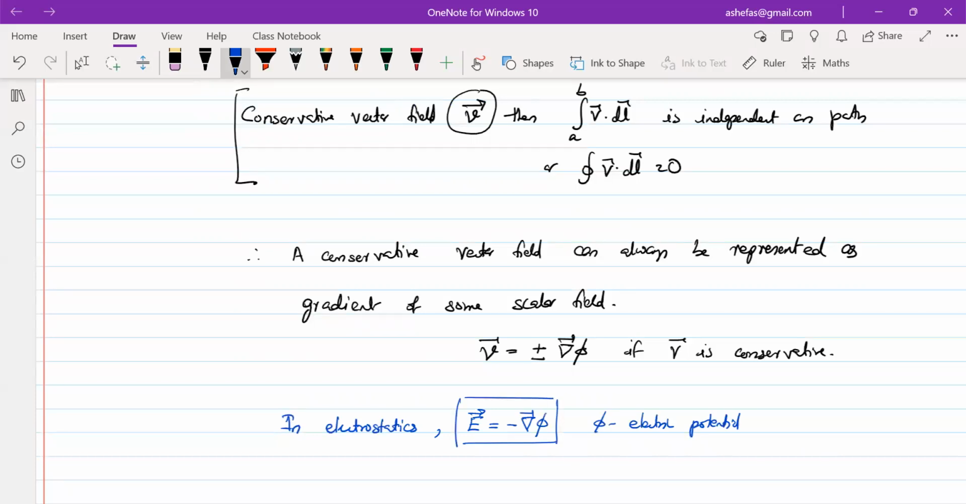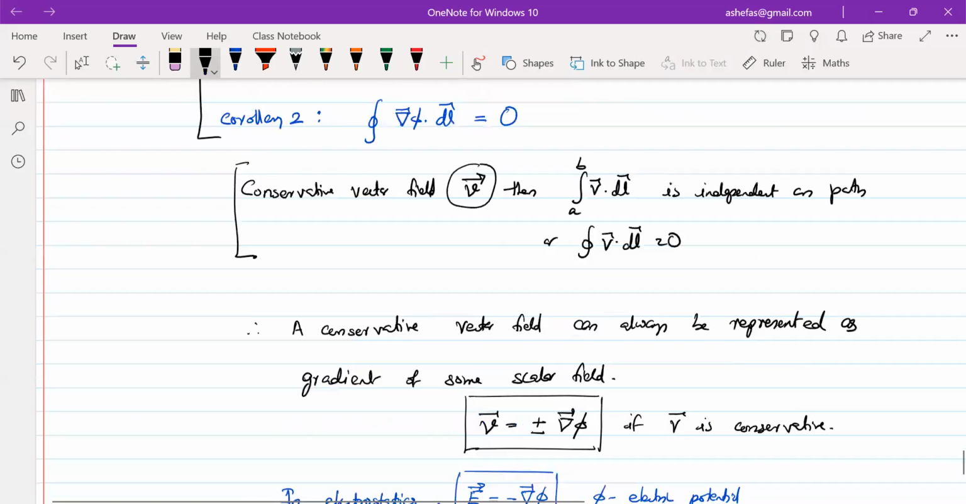Okay, but in general, we can write the conservative field. The conservative field comes in different contexts of physics. So in general, the conservative field can be represented in terms of the gradient of some scalar field. So the interpretation of the scalar field depends upon the context. In case of electrostatics, the scalar field is called the electric potential. But in other contexts, depending upon the context, we'll give some name for that scalar field.